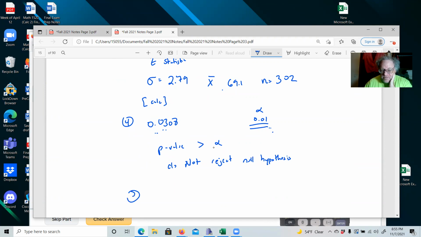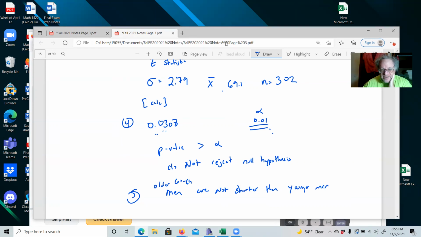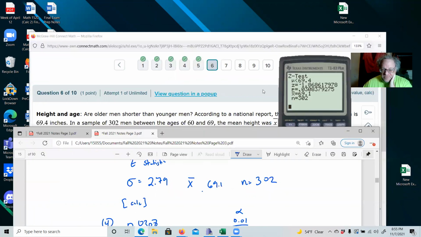Step 5, what does this mean? It means that older men are not shorter than younger. When I say older, what sample did they get? They got 60 to 69, didn't they? Okay, they got 60 to 69 people. Well, there might be some bone loss, right? And this might be a thing for some. Apparently, it does not take place in your 60s. I'm still safe. Like height's a big deal.